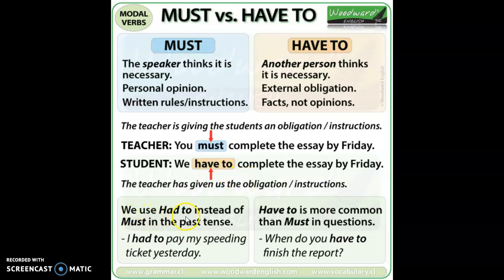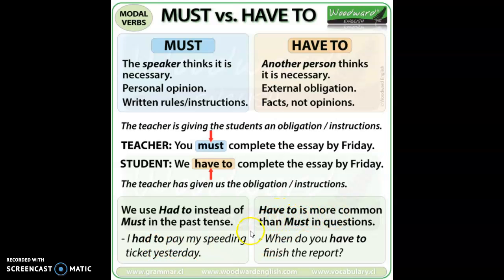You use had to in past tense instead of must in this past tense structure. For example, I had to pay my speeding ticket yesterday. So if you want to have the past of must, you have to use had to.